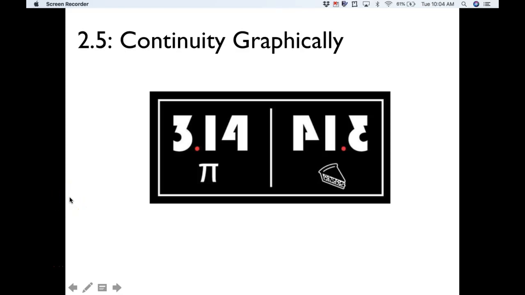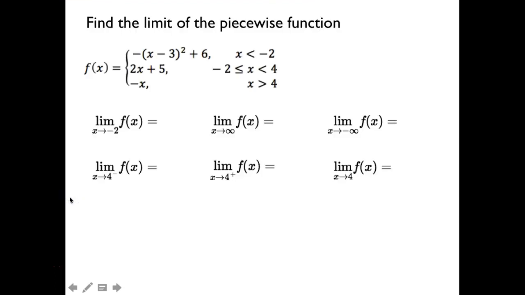Okay, today we're doing 2.5, continuity graphically. Okay, let's get started here. First thing we're going to be doing is some limits with a piecewise function. Okay, there we go. First thing, let's do the limit as x approaches -2.